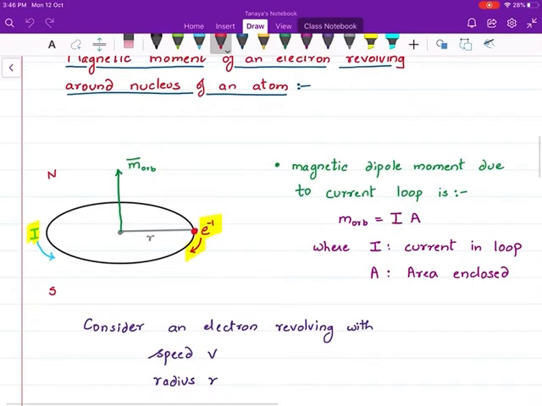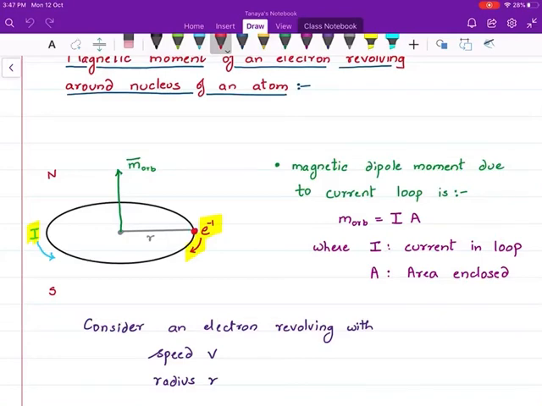Now what is the formula for this magnetic dipole moment? It is denoted by small m. I have written m orb, or m orbital, because this is because of the orbital motion of the electron. Similarly, we will get magnetic dipole moment due to the spin motion, but those values are very small compared to the orbital motion. So this m orbital is of more importance. This m orbital formula is I into A. I is the current in the loop and A is the area enclosed.